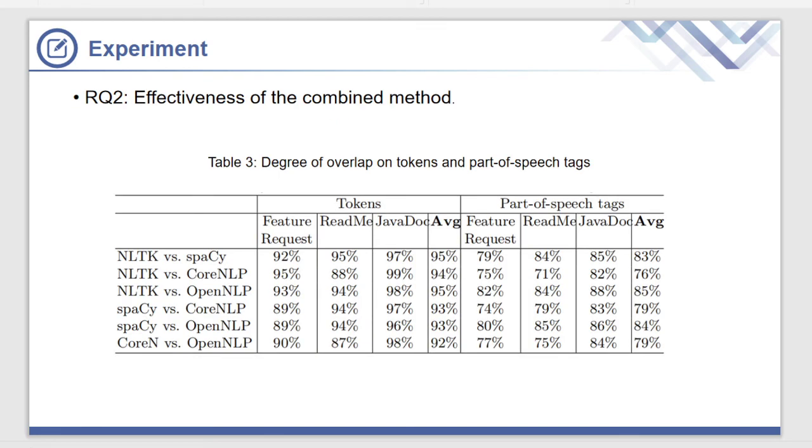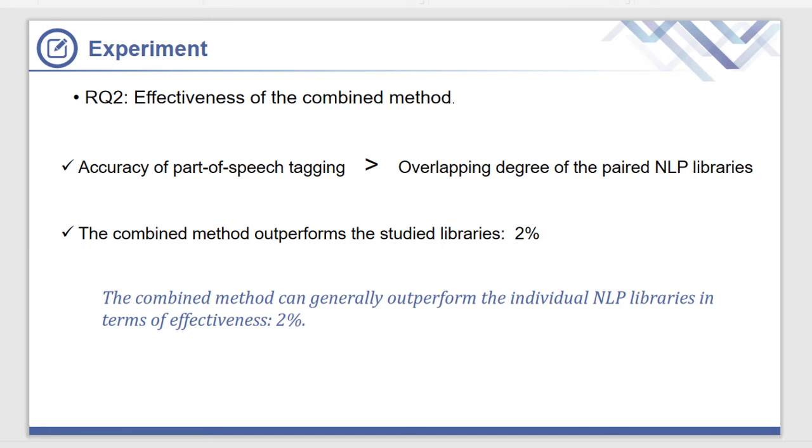For question 2, Table 3 represents the data of overlapping degree. Comparing the results in Table 2 and 3, we find that the accuracy of POS tagging is higher than the overlapping degree of the paired NLP libraries. In most cases, it indicates that every library has its own exclusive correctness on POS tagging. This finding inspires us to combine the exclusive correctness of each library to achieve an improved effectiveness.